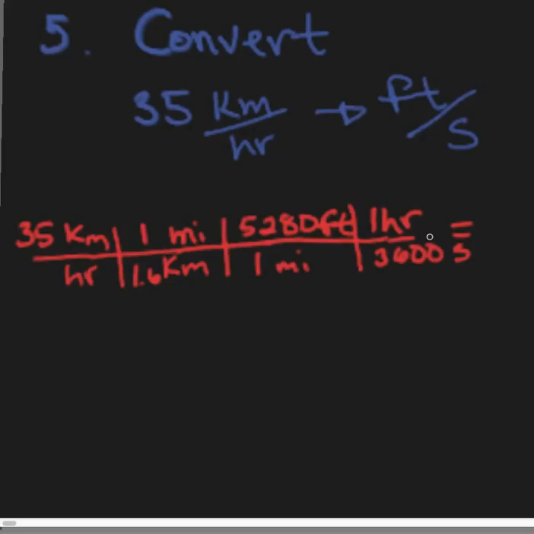Okay, let's do 5,280 divided by 3,600. Then take that answer and divide it by 1.6, and then times 35. If you remember that you can multiply and divide in any order, left to right. So we have 32.083. We'll just go with 32 feet per second.